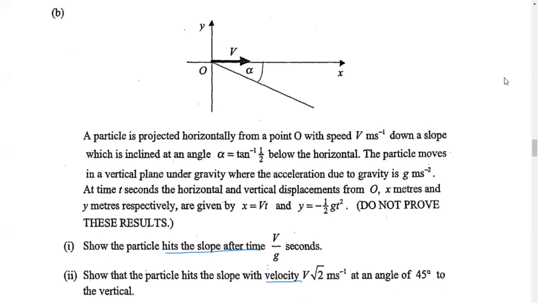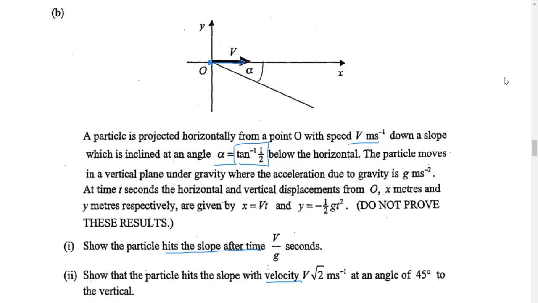So in this particular question, you've got a particle projected horizontally, as shown here, from a point O over here, with speed capital V, down a slope, inclined at angle alpha. Now, alpha is given, it's tan inverse of a half. And this is below the horizontal. The particle moves in a vertical plane under gravity, where the acceleration due to gravity is g meters per second squared, which basically means projectile motion.